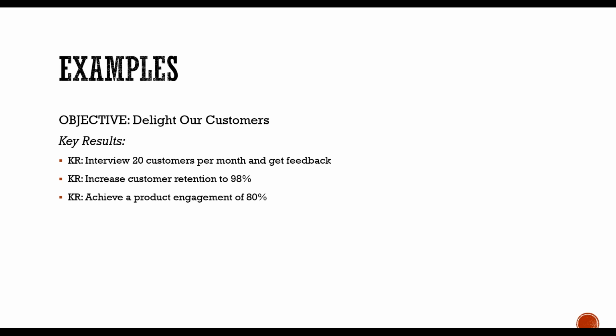For example, 20 customers per month and get feedback. That is measurable, and if the person is able to do 15 or 16, the objective is considered done in this case. If you are able to do 20 customer interviews per month, that is well and good. Next, increase customer retention to 90%. If he or she is able to convince customers to stay happy and retain their subscription to a website or product, then that key result is achieved. Then achieve product engagement of 80%. Considering these three key results, if he is able to do all of them, then the objective of delighting our customers has been achieved.